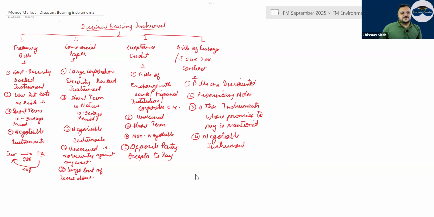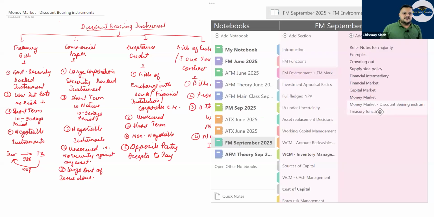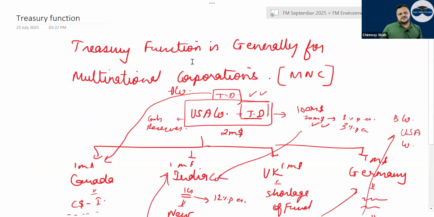Right? Acceptance credit, bills of exchange with a bank or financial institution, corporate. Generally, these are bills of exchange. These are unsecured, short-term, and non-negotiable, because acceptance credit cannot be negotiated. But bills of exchange are negotiable. Bills of exchange are generally promissory notes or other instruments where a promise to pay is mentioned. Then I think the treasury function we saw yesterday.